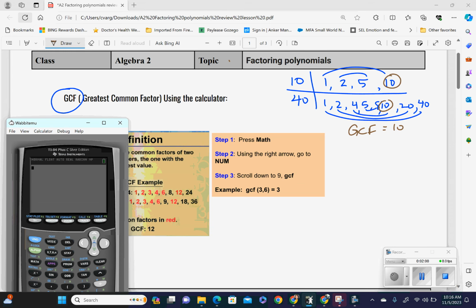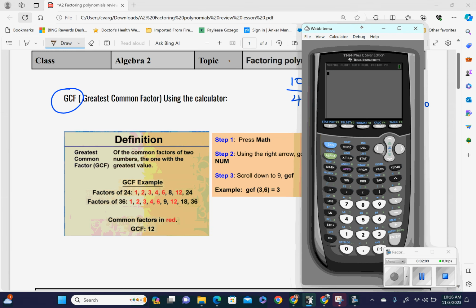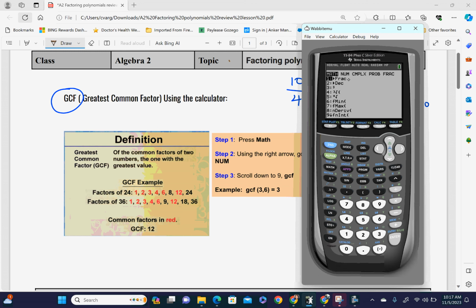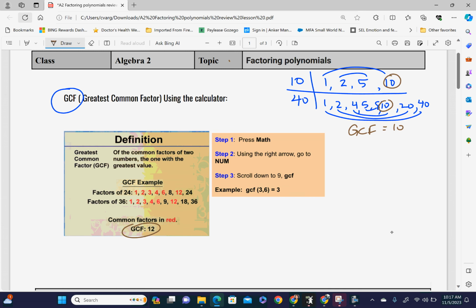There is a way for the calculator to do this for you in case you're not good at your times tables or you forgot, or if you have a very big number, no big deal, right? Let's just say 24 and 36 might take us a very long time to do. So you hit math, go over to the right to NUM, and then option number 9 is something called GCD. Then you just put in your two numbers, 24 and 36. You can close the parentheses if you'd like, and then just hit enter, and it gives you that the greatest common factor is 12. So again, this is GCD, okay?